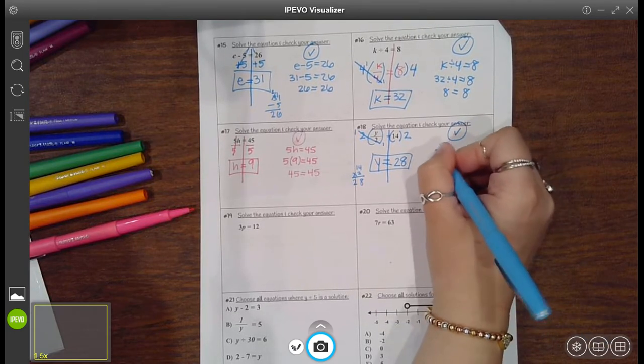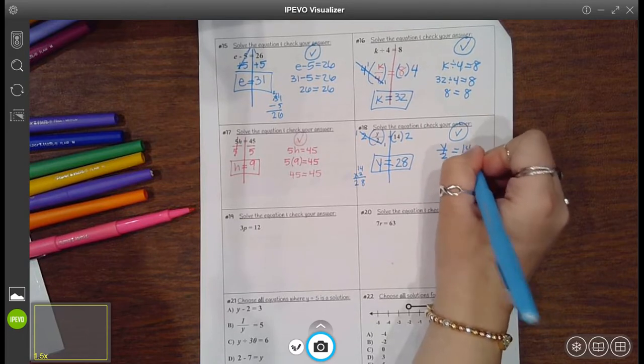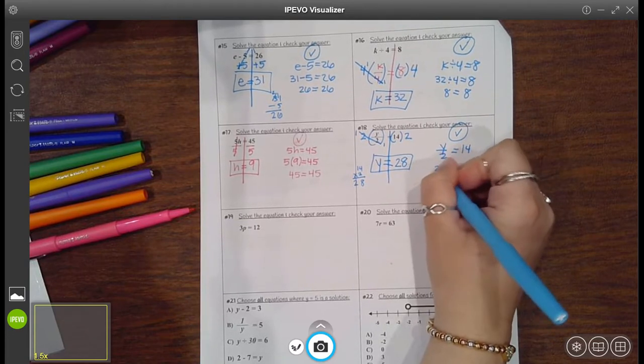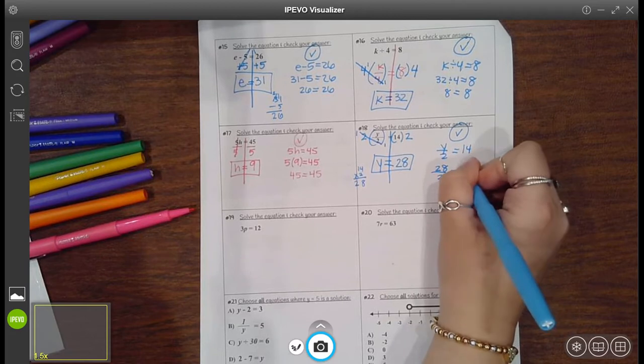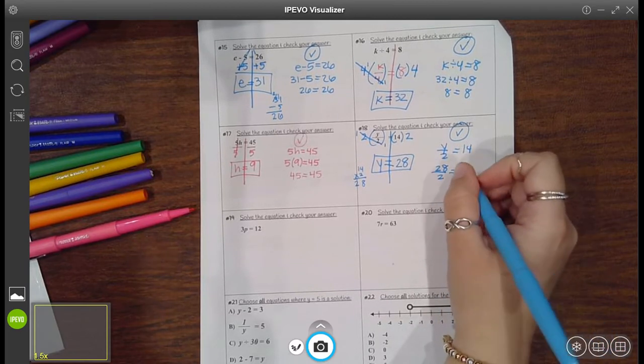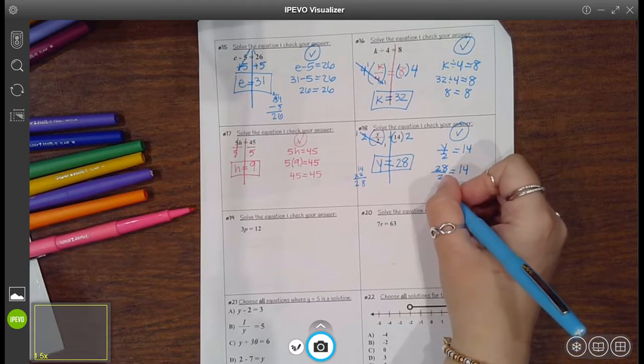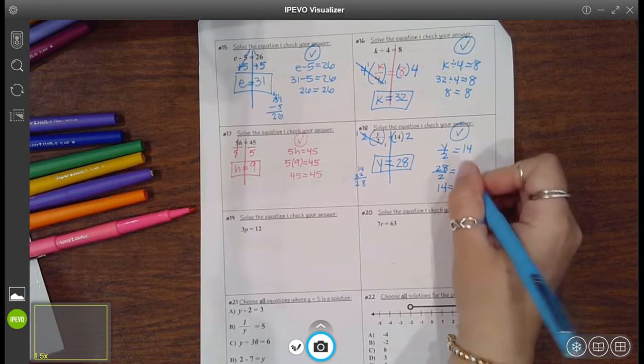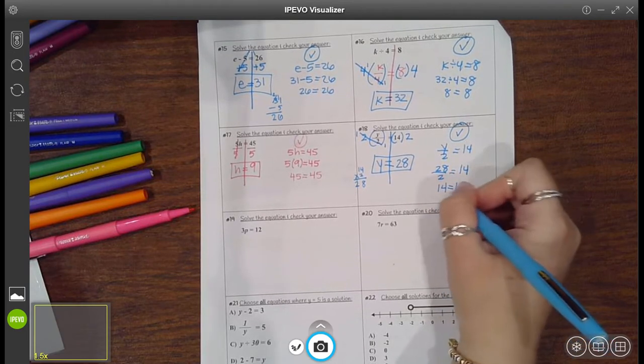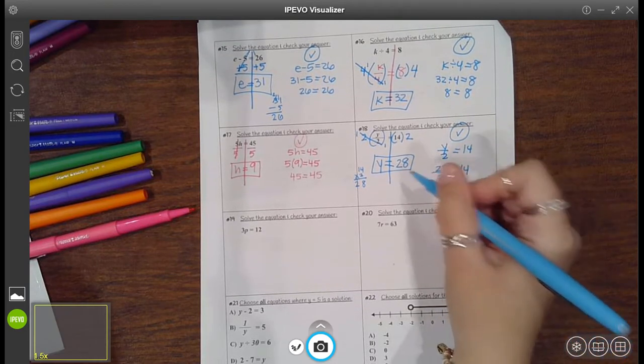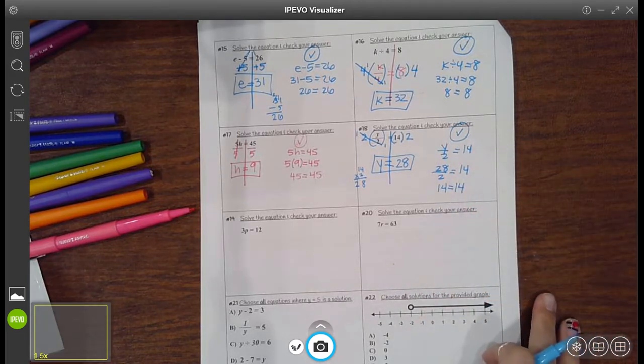So y over 2 equals 14. Replace the y with 28. And then simplify to see if it makes a true statement. 28 divided by 2 is 14. Bring down the equals, bring down the 14. That's a true statement, so you know 28 was indeed right.